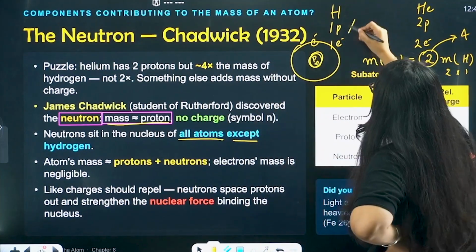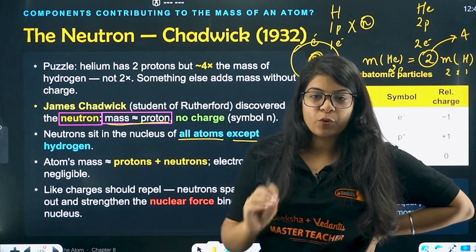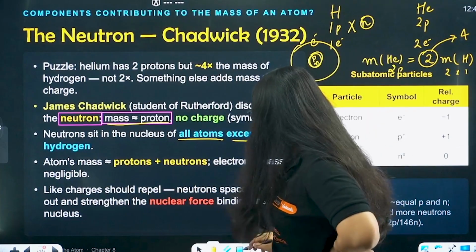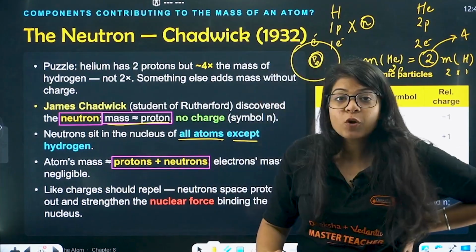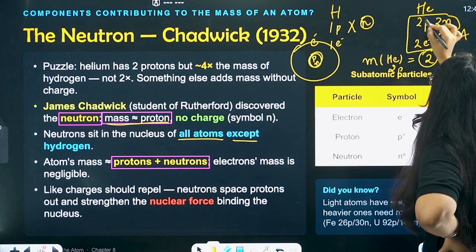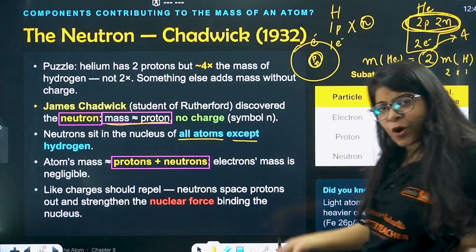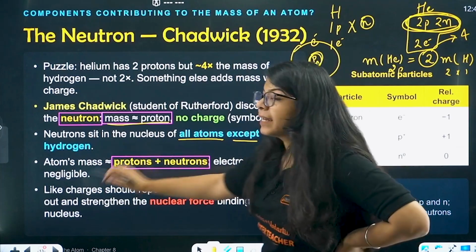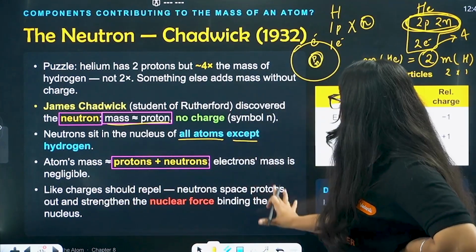Hydrogen, beta, does not have a neutron. That's why its mass is given by just one proton. Okay, now an atom's mass is equal to protons plus neutrons. Now the actual mass of the atom will not be given by just protons, it is also given by neutrons as well. So now mass is 2 protons plus 2 neutrons, 4 times the 1 proton. Understood? Then, beta, electron mass is negligible because we don't take that. Now like charges should repel, but neutrons space the protons.